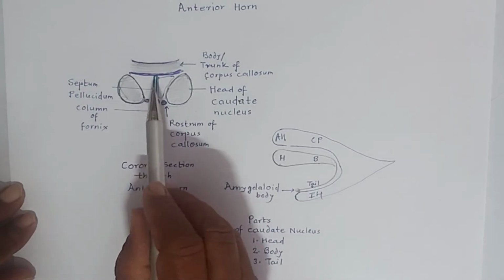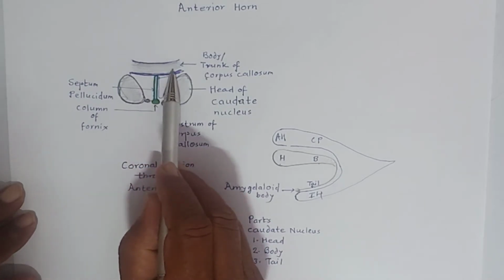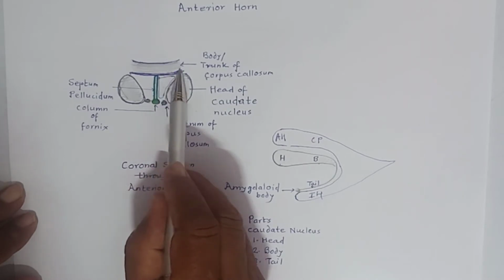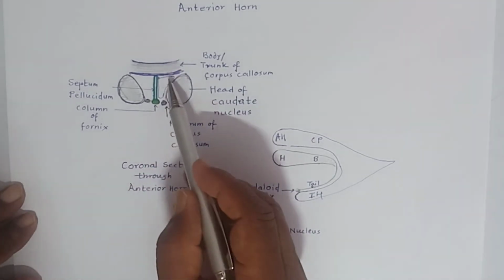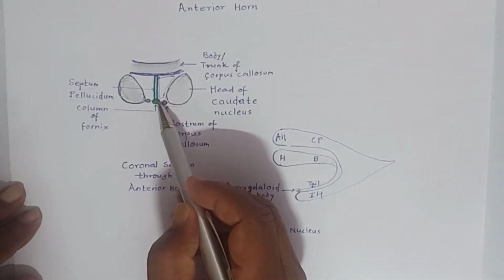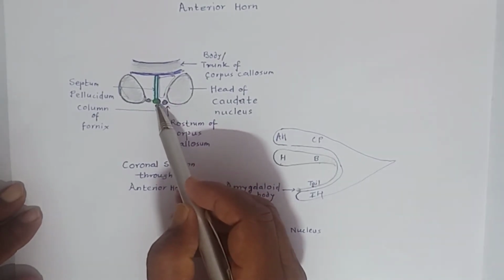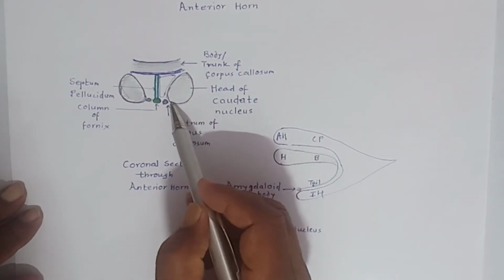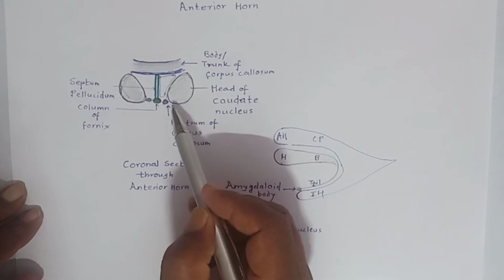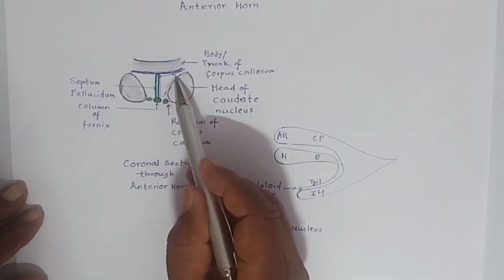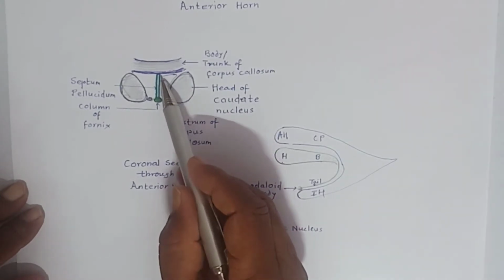This is the coronal section. Roof is formed by the inferior surface of body or trunk of the corpus callosum. Medially it is limited by septum pellucidum and the column of fornix. And the floor is formed by the head of caudate nucleus, and most medial part is formed by the rostrum of corpus callosum. The cavity is lined by the ependyma.